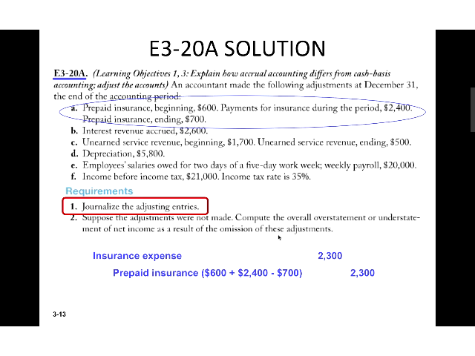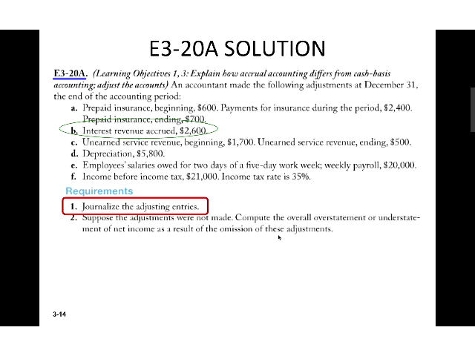Next, we're going to go on to entry B. Entry B, interest revenue accrued $2,600. Now what's happening here is they're saying that we've earned interest revenue, but we have not received it yet. So to accrue revenue, we're going to debit the interest receivable, which is an asset, for the $2,600. And then we're going to credit interest revenue for $2,600. When we credit a revenue, we're increasing revenue. So we're going to debit interest receivable, credit interest revenue, and that's the adjusting entry for B.